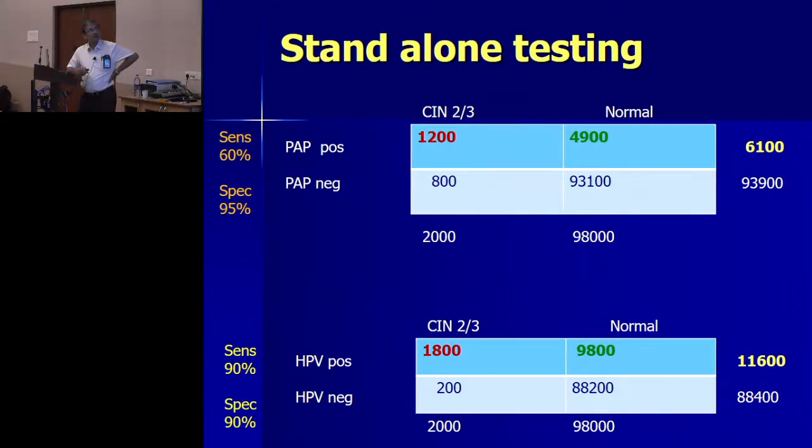Whereas if you do only HPV, 90%, again the same 2,000 because the prevalence is constant. That is the truth. We are saying sensitivity is 90%, so you're going to pick up 1,800. You're going to miss 200. The false positives go up here because your specificity is only 90%. So 9,800 are going to be false positives. So which strategy do you like?